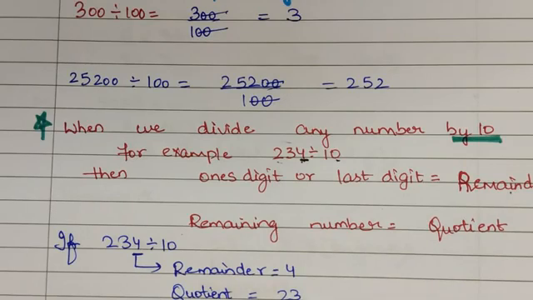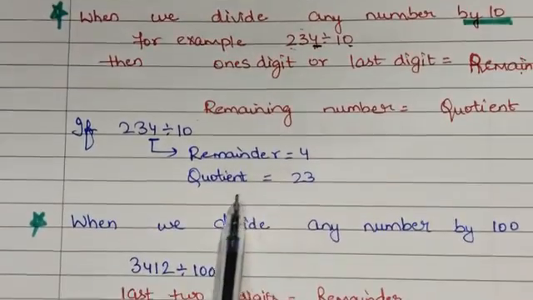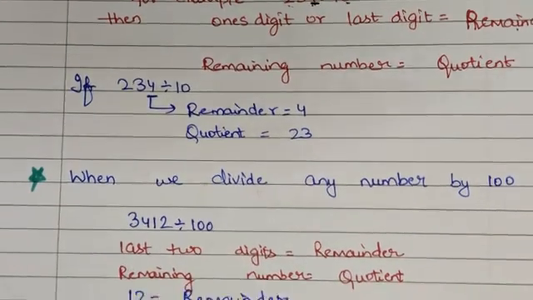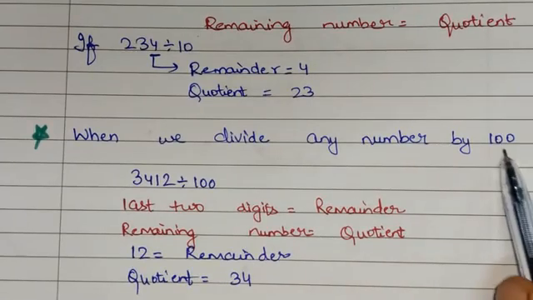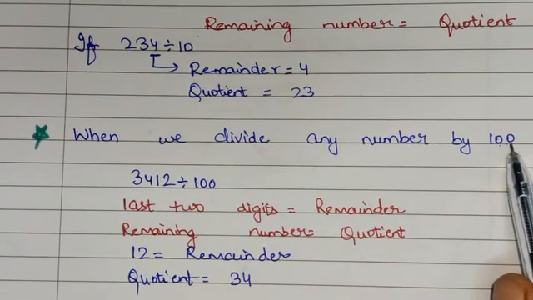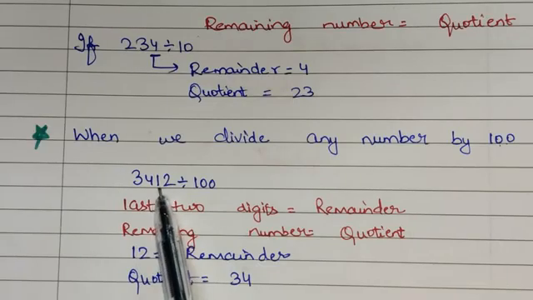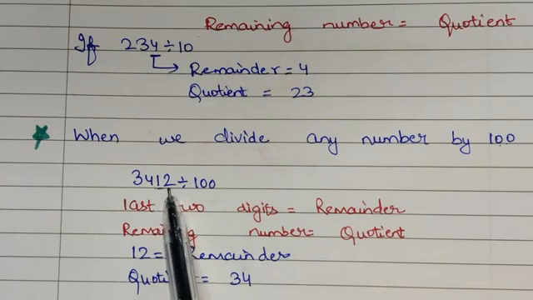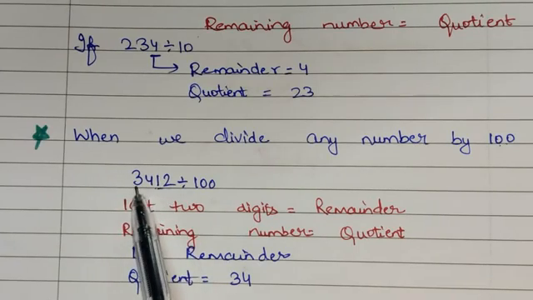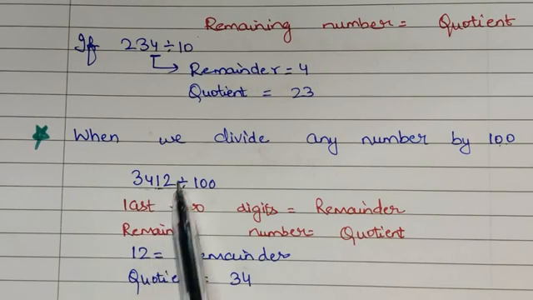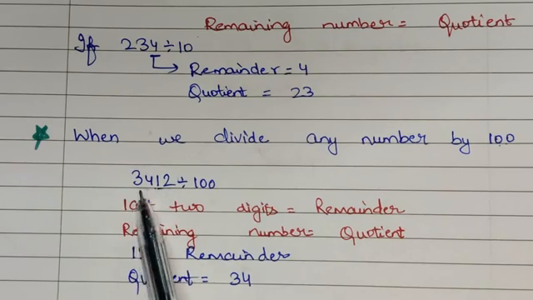So no need to do the division when you are dividing by 10, by 100 or by 1000. By applying these rules you will get your answer without doing the division. Now let us see if we divide any number by 100. Now there are how many zeros? There are 2 zeros. So the last 2 digits will give us the remainder, yes, and the remaining will give us the quotient.